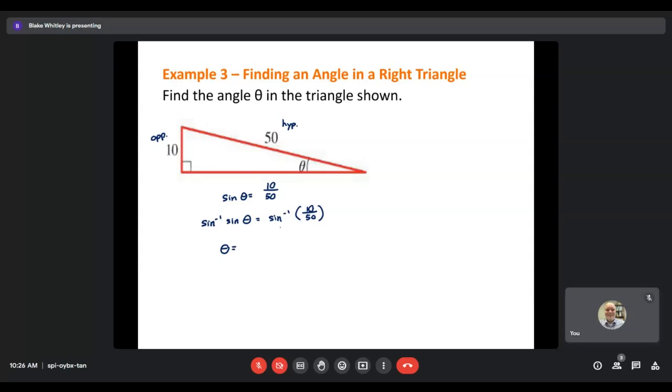And so now on the right-hand side, we have the inverse sine of 10 over 50, and we can actually just go to the calculator and find that value. In this case, because we're actually looking at a triangle, we probably do want this one to be in degrees. It probably makes more sense to think of it that way. So switch your calculator over to degree mode. And when we do the inverse sine of 10 over 50, that should give us approximately 11.5 degrees.